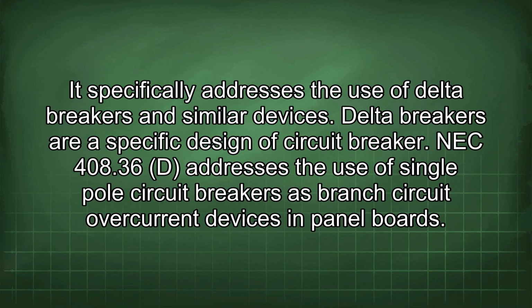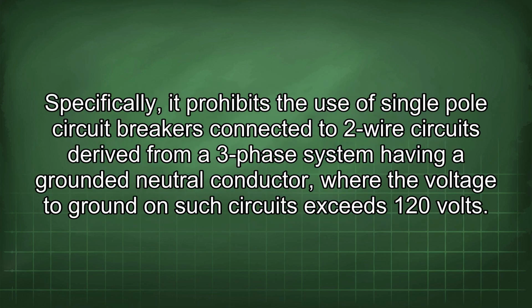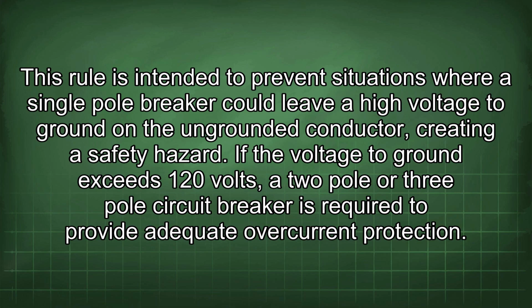NEC 408.36(D) addresses the use of single-pole circuit breakers as branch circuit overcurrent devices in panelboards. Specifically, it prohibits the use of single-pole circuit breakers connected to two-wire circuits derived from a three-phase system having a grounded neutral conductor, where the voltage to ground on such circuits exceeds 120 volts. This rule is intended to prevent situations where a single-pole breaker could leave a high voltage to ground on an ungrounded conductor, creating a safety hazard.